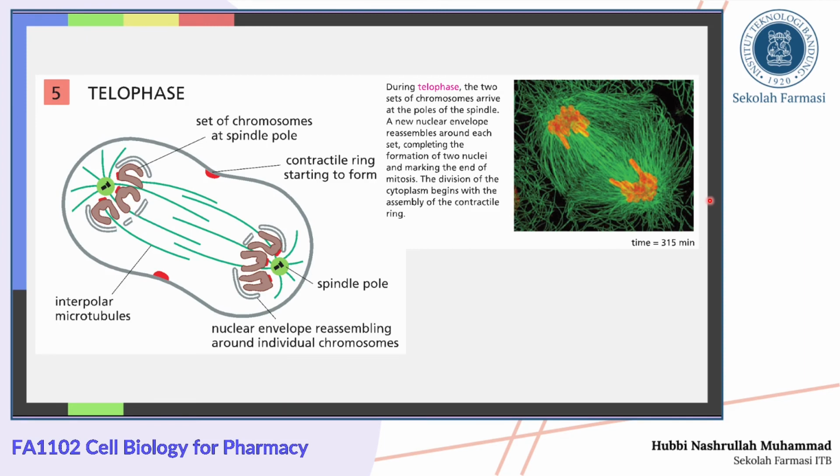Once the nuclear envelope has reformed, the chromosomes start to decondense, and once that's complete, the two nuclei are fully functioning and can perform DNA transcription once again. This marks the end of mitosis. All that's left for the cell to do is to separate physically into two daughter cells in a process called cytokinesis.